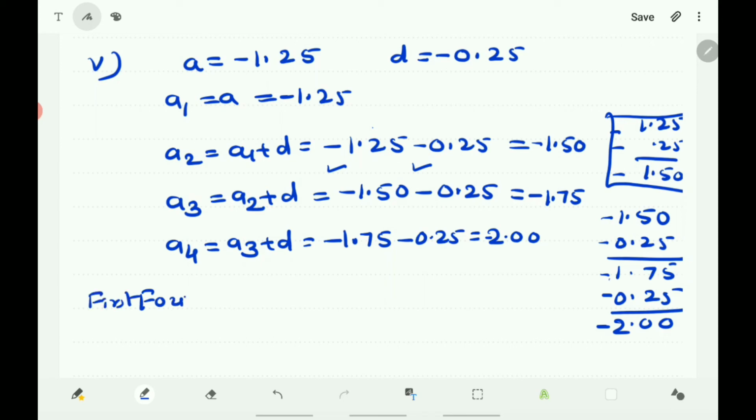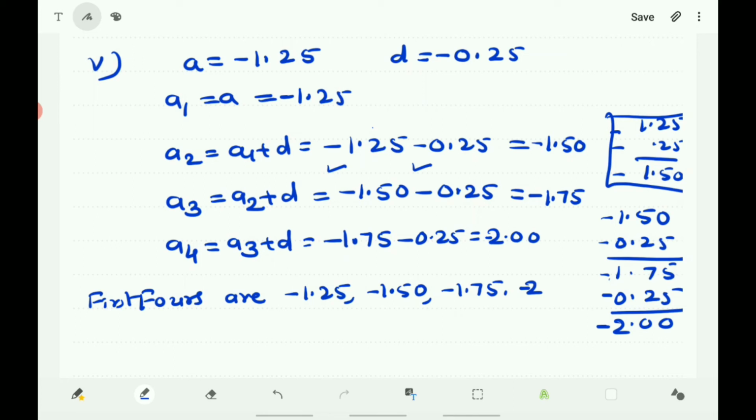So the first four terms are: minus 1.25, minus 1.50, minus 1.75, and minus 2.00, that is minus 2. So this completes the second main also.